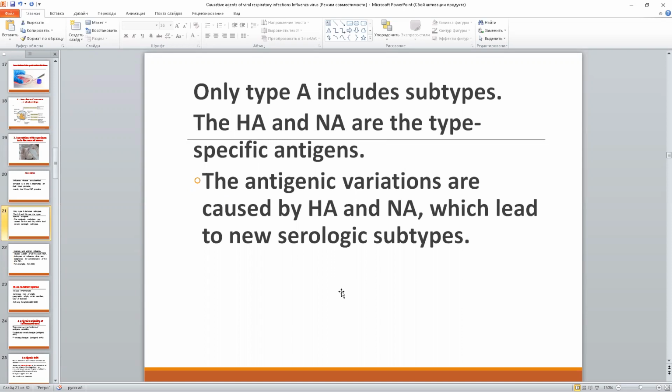Before the term variant, the term type was used, and it's still used in virology. So if we are talking about type and subtypes, we are talking about strains of viruses that belong to one species and differ by some antigenic structure. Okay, so type A includes subtypes, and the hemagglutinin and the neuraminidase are the subtype-specific antigens. And the antigenic variations are caused by hemagglutinins and neuraminidase, which lead to the serological subtypes.